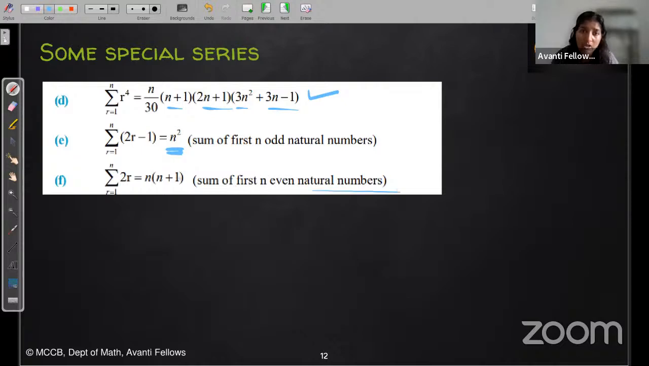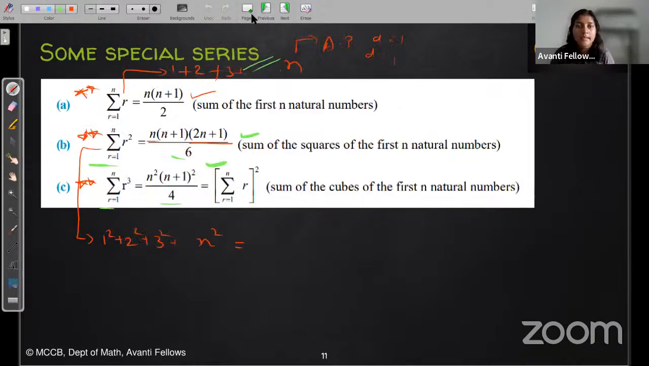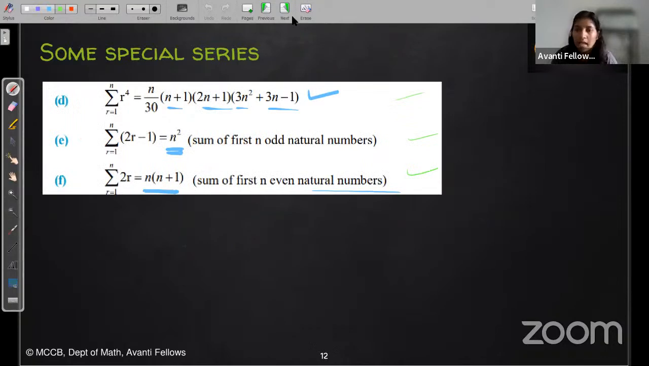Sum of first n even natural numbers will be equal to n into n plus 1. Please remember all of this again. Is it clear to you all, these formulas? The only thing you have to do here is to remember these formulas. Any doubt in this? If there is no doubt, we'll go to the next section.